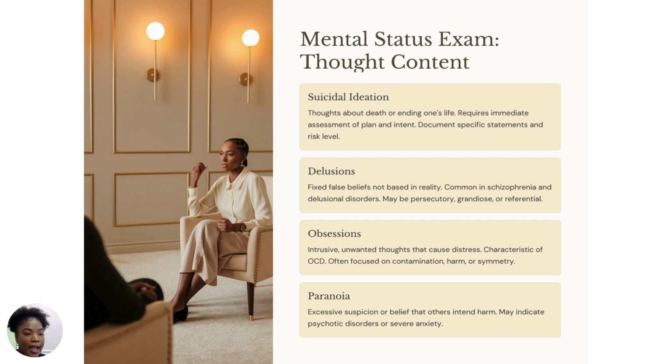Allegedly, right? And then we have obsessions. If they have any intrusive, unwanted thoughts that can cause them distress, and paranoia, do they have excessive suspicion or intend harm to themselves or others, because that can also indicate psychotic disorders or severe anxiety.